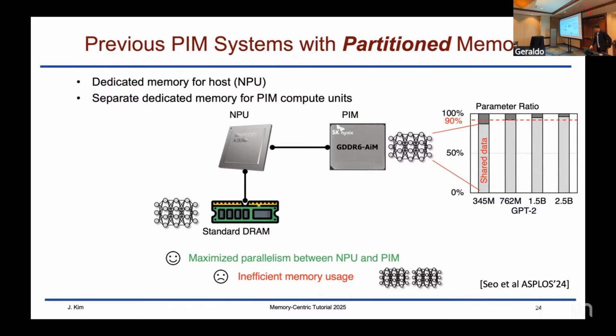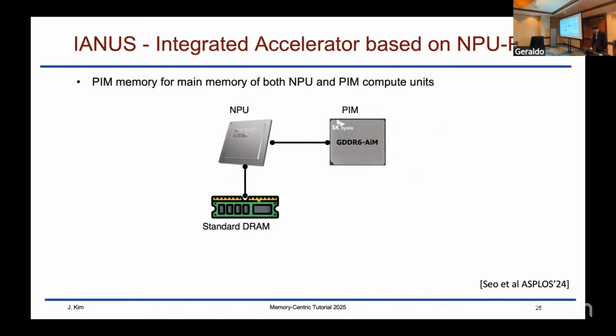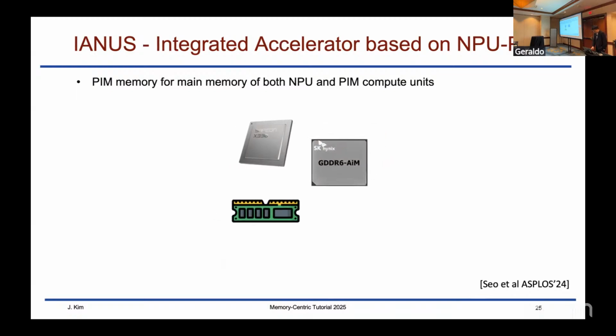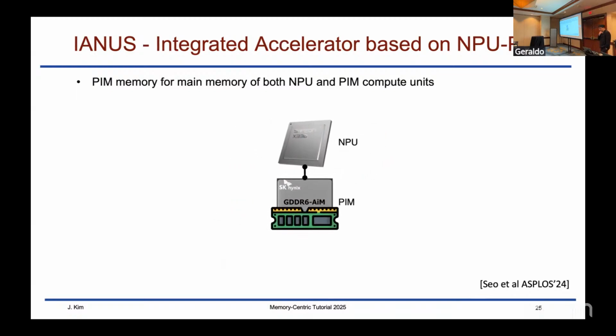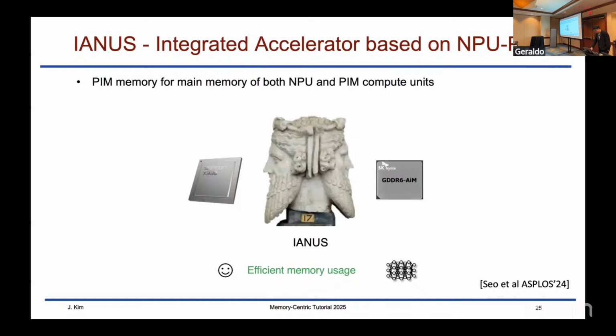So the question is, can we do something better with that? The same concept that I was proposing earlier in terms of unified memory, can we do that for a PIM-based system? So instead of having dedicated memory, why not just combine that? We're using the memory within the PIM both for the PIM acceleration as well as for the memory for the NPU itself. So it obviously gives you a better usage of the memory capacity itself.